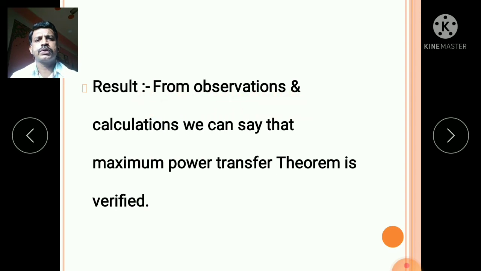From the result, observations and calculation, we can say that the maximum power transfer theorem is verified.